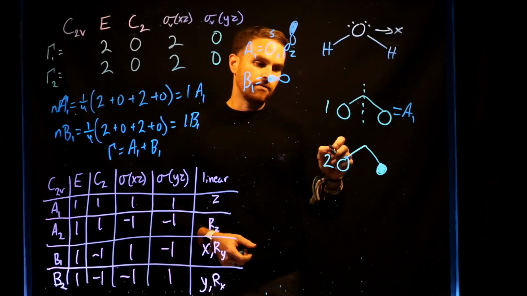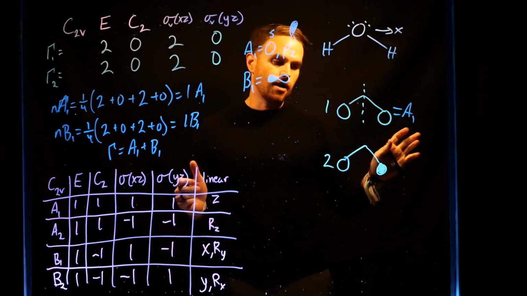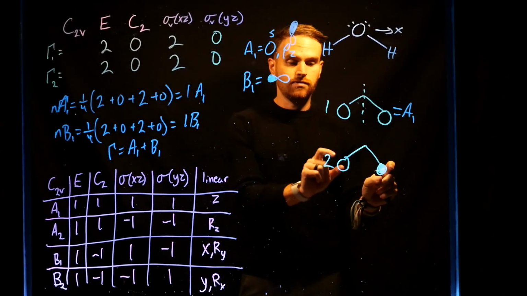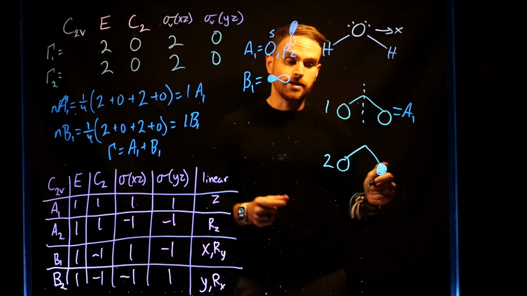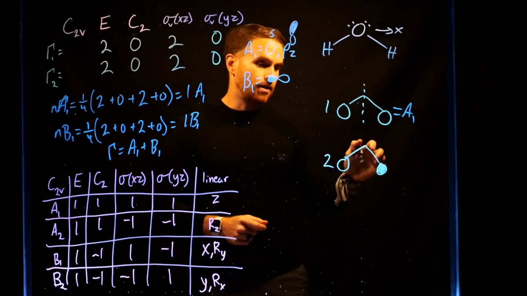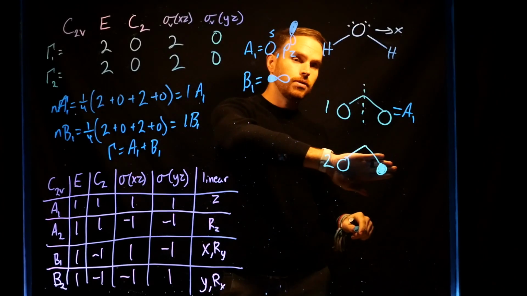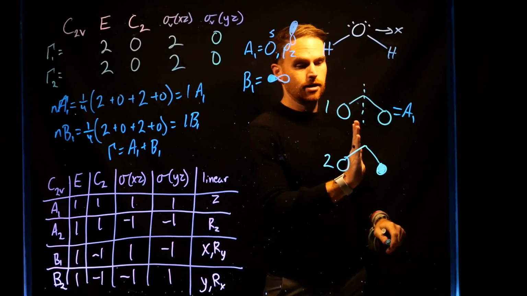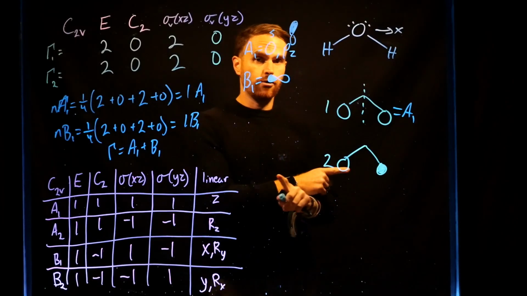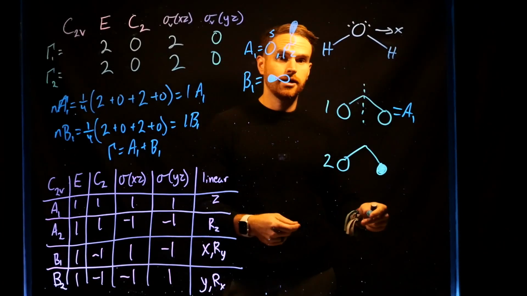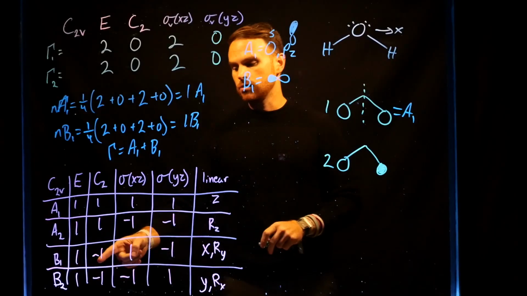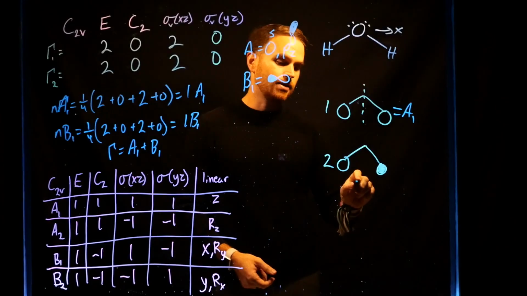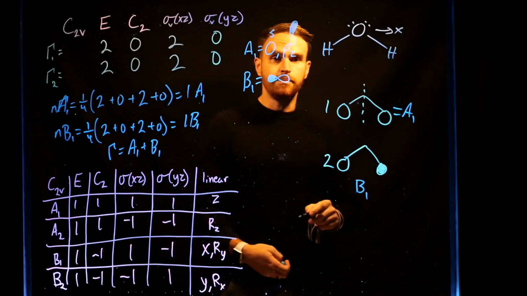Now, if we were to do the same for this one, I notice that at identity, everything looks the same, so that should be a 1. If I did a C2 rotation, the positive and negative phases would invert. This would be a negative 1. And if I were to do a sigma B in the XZ plane, that would be a positive 1. And if I were to do a sigma B in the YZ plane that goes in between the atoms, then they would invert and change phase, and that would be a negative 1. And notice that that corresponds to the irreducible representation for a B1. So in fact, this shape has the irreducible representation of B1.